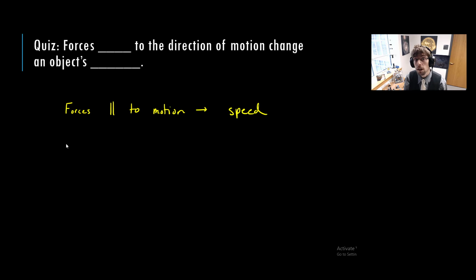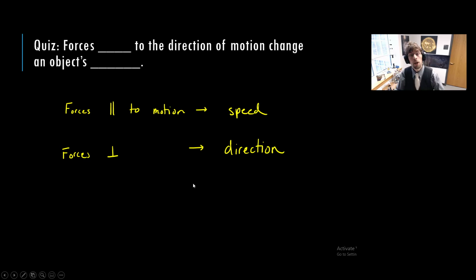The other possibility we discussed is that forces perpendicular to the motion change the object's direction. So we have two possibilities. Of course, you could have a combination of the two. The force isn't truly parallel, but not truly perpendicular. It's a combination of the two, and that means that you'll have a combination of the results. The object's speed will change and the direction will change.